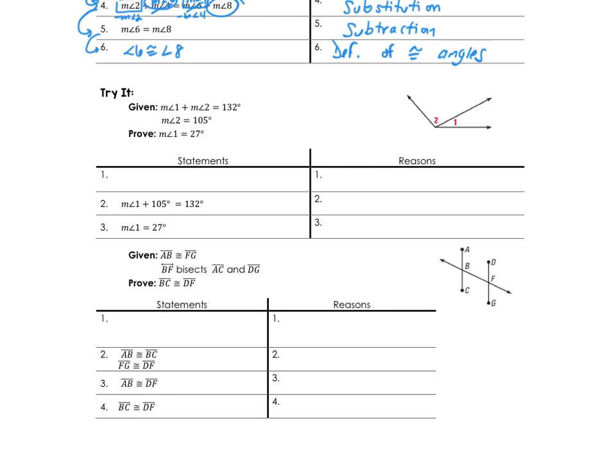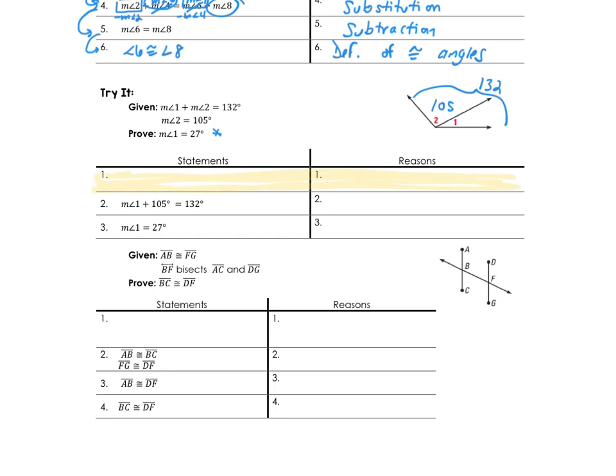Okay, the last one that we're going to do is this middle one. It says, given the measure of angle 1 plus the measure of angle 2 is equal to 132 degrees. So that this whole angle is 132. And also the measure of angle 2 is 105 degrees. We have to prove that the measure of angle 1 equals 27. Well, notice what's missing right off the bat is our first statement and our first reason in our proof.